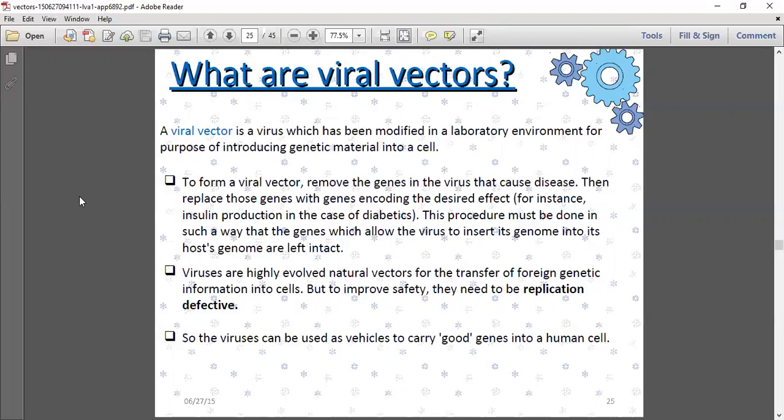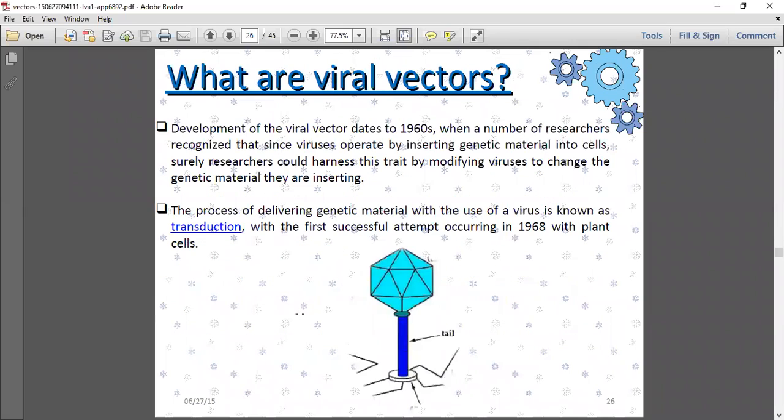Once their genome material has been transferred into the viral body, that will affect the individual. So the virus can be used as a vehicle to carry a good gene into the human cell for treatment. We can use it as an option.